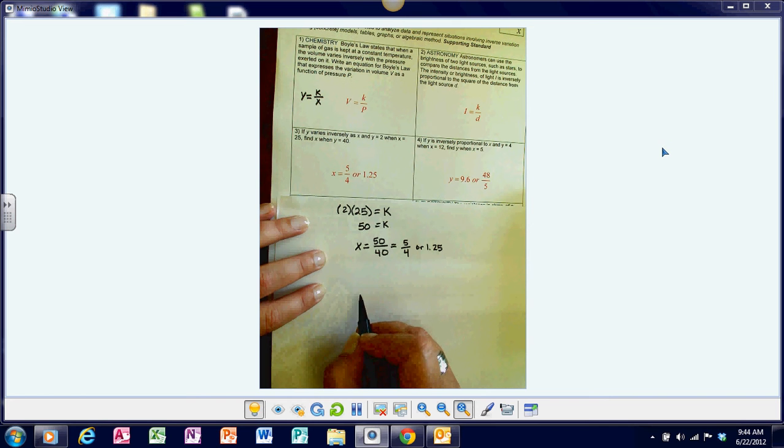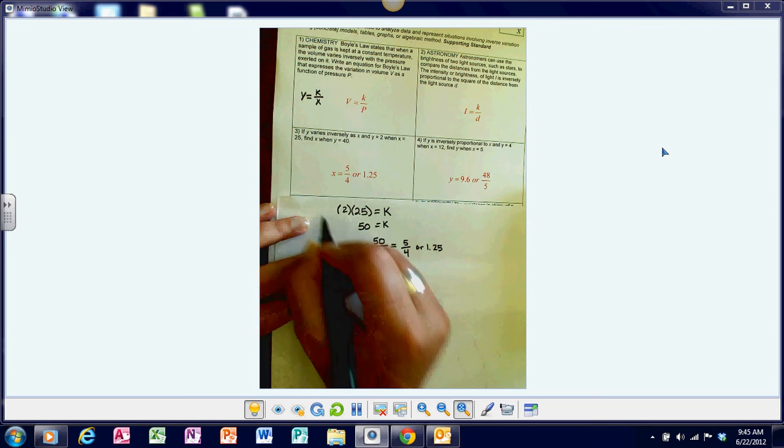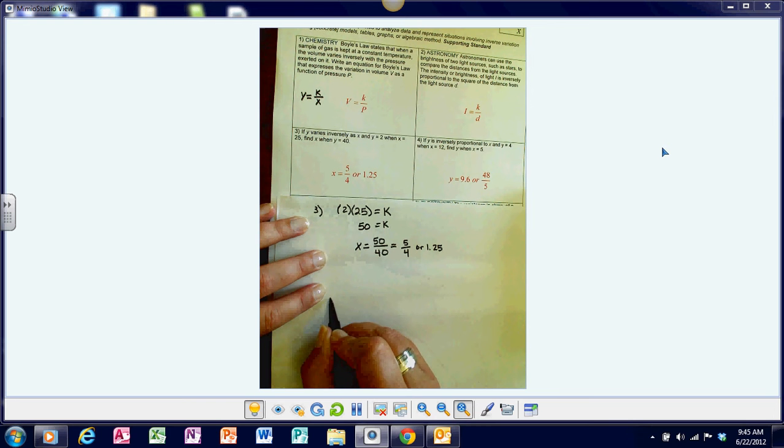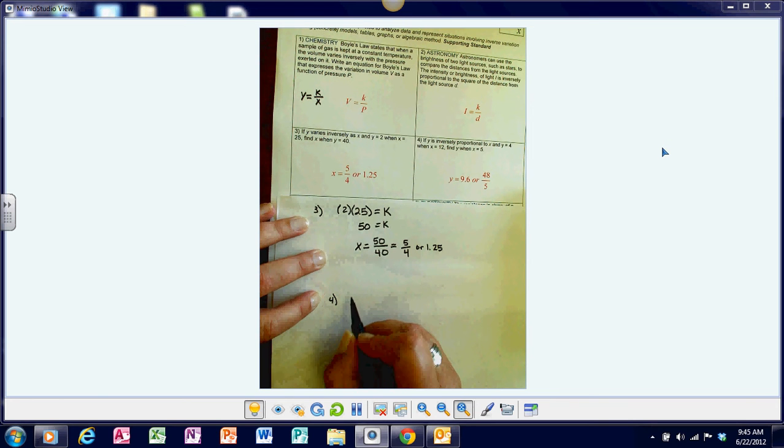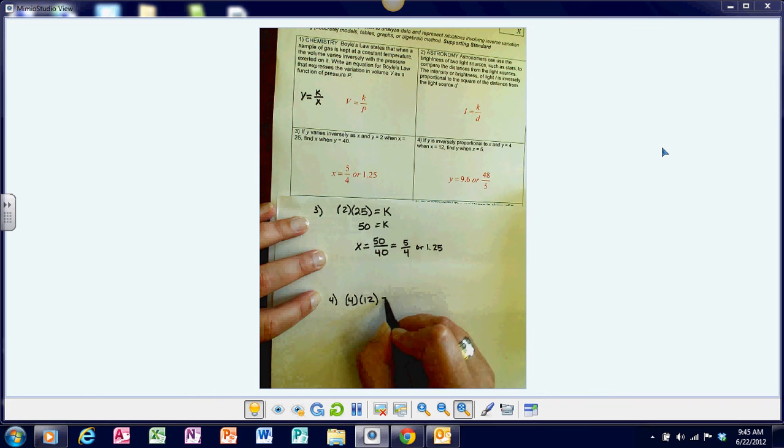For number 4, if y is inversely proportional to x and y equals 4 when x equals 12, find y when x equals 5. So again, we're going to find the same thing that we did in number 3. We're going to repeat the process. We have y equals 4, x equals 12, so that'll give us our constant. So our constant is going to be 48.